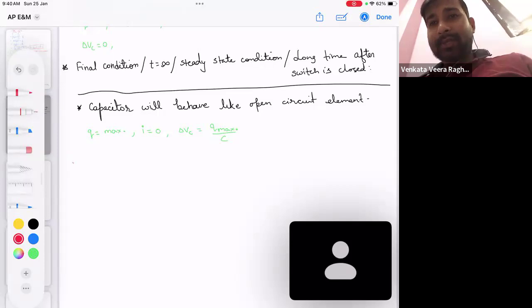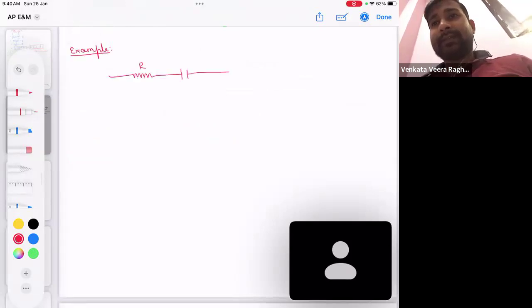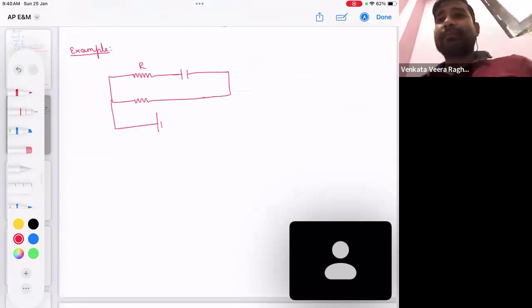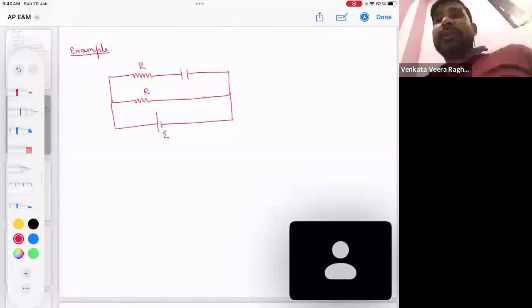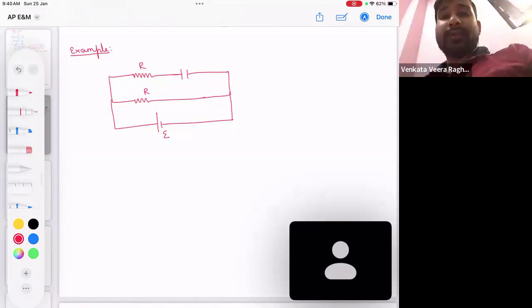So now let's take an example and try to understand what it means by t equal to 0 and t equal to infinity. Let's say a resistance is given to us as R. There is a capacitor connected here. There is another resistance R here. And there is an ideal battery connected here. This is R. This is the battery EMF E. This is the circuit given to us. The switch is closed at t equal to 0.